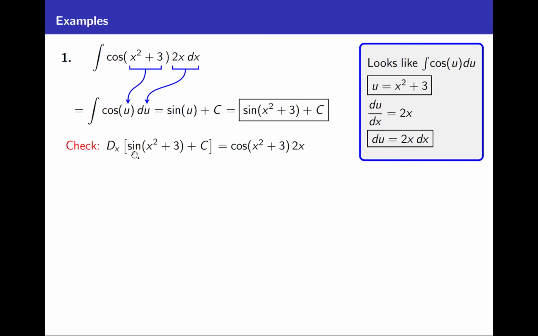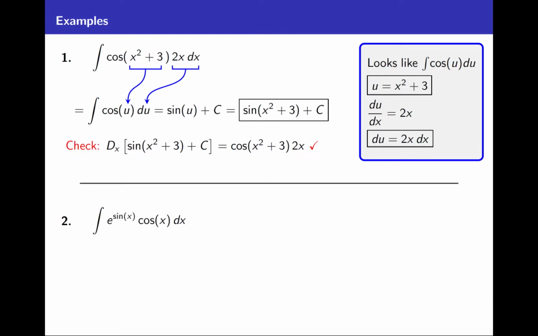Derivative of sine is cosine. Plug in the x squared plus 3 and multiply by the derivative of x squared plus 3, which is 2x. And of course, the derivative of c is equal to 0. So sure enough, when we differentiated our answer, we got cosine of x squared plus 3 times 2x, and that's our integrand. So it checks back. We got a correct answer.